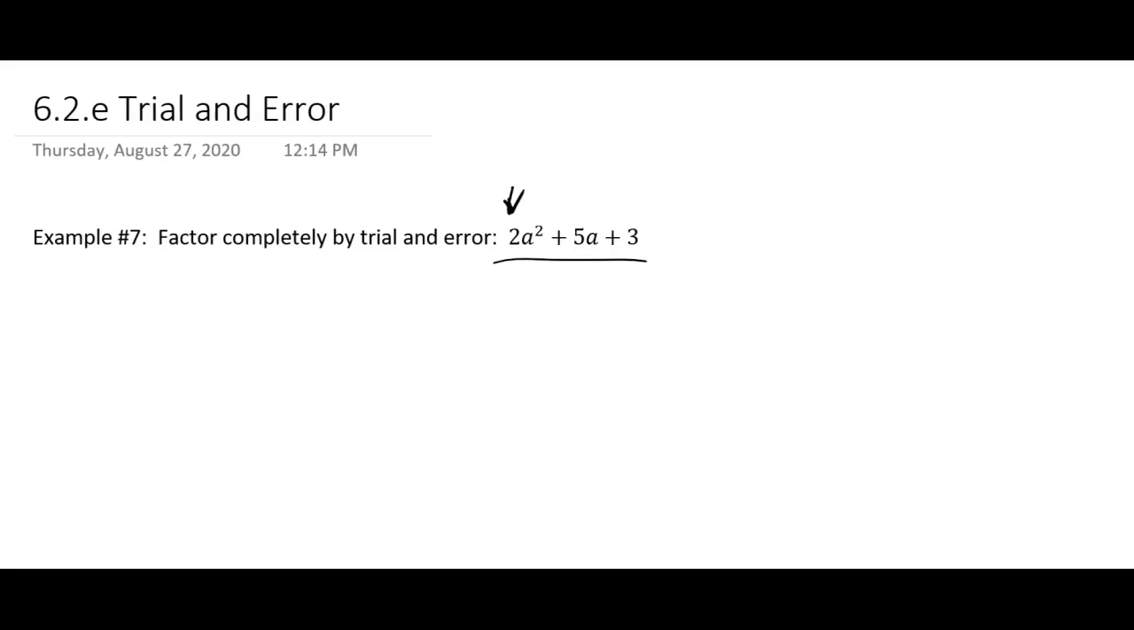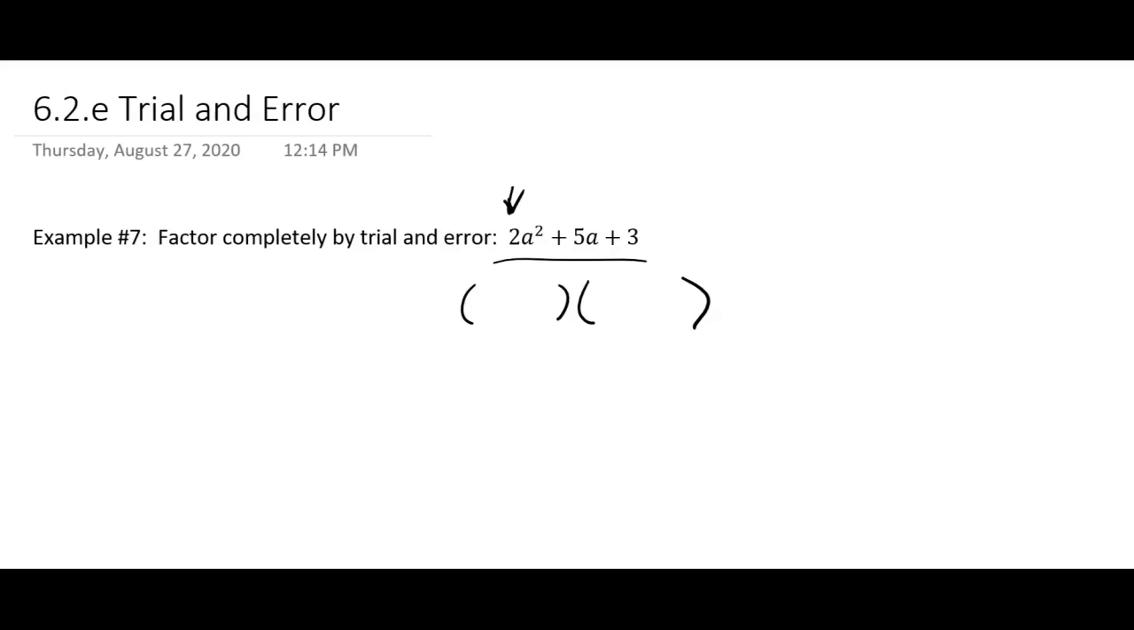And what we're going to do is put parentheses, and we're just going to try. We're going to see if we can come up with the binomials, and we'll check it with factoring. If they work, great, we're done. And if we're wrong, then we have to try something else.